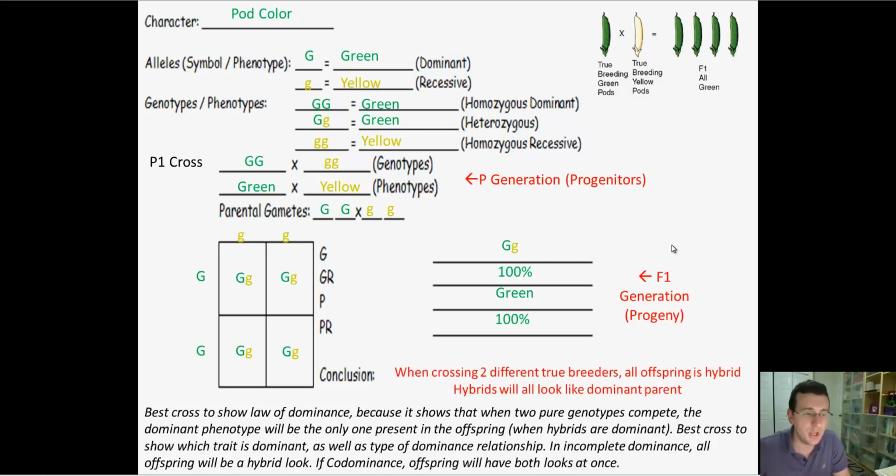Now remember that the conclusion for this cross is that when crossing two different true breeders, all of the offspring will be hybrid, and that the hybrids will look like the dominant parent, which means you can use this to figure out who's the dominant. All right? That means that if you cross two of the same true breeders, you always get the same true breeders. That's the true breeder cross. But if you cross two different kinds of true breeders, you're going to get all hybrids, and the hybrids will all look like one of the parents, which is the dominant parent. All right? Now, in the next video, we're going to be doing the F1 and the F2 crosses, which is getting these children and crossing them themselves.